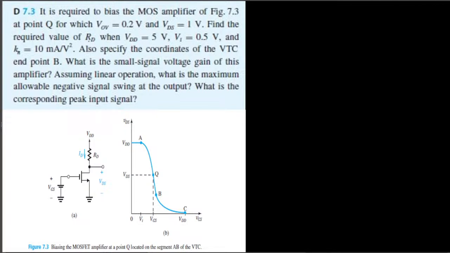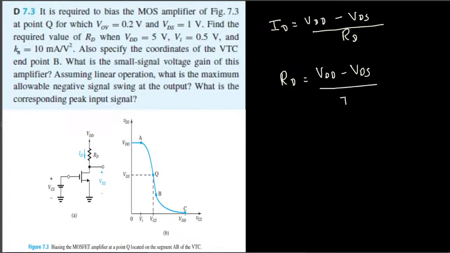Okay, the first part is asking to find the RD value, that is basically this. So in order to find the RD value, we can create the current equation. This current ID should be this voltage minus this voltage right here, that is VDS, divided by the resistor in between, that is RD. Here we are interested in finding the RD value, so we just switch this equation. So RD is equivalent to VDD minus VDS over ID.